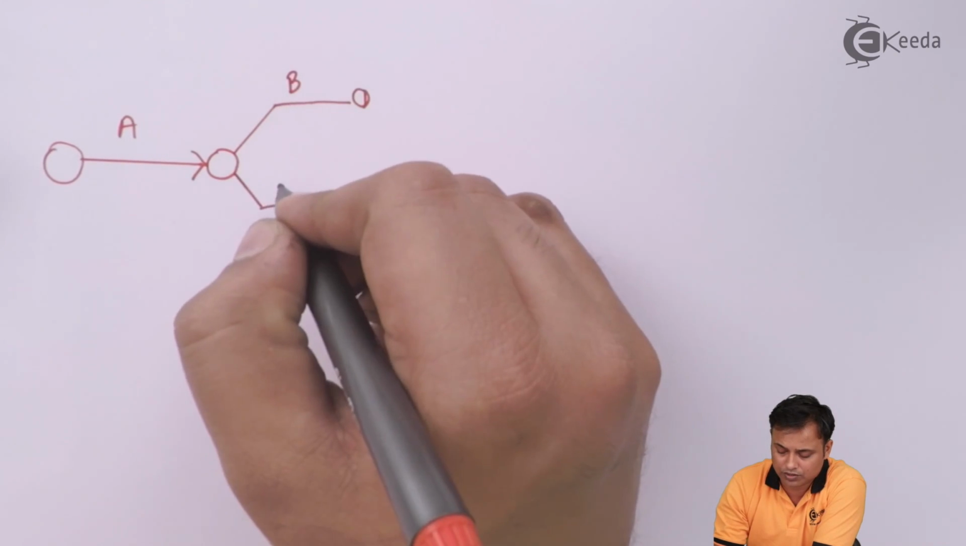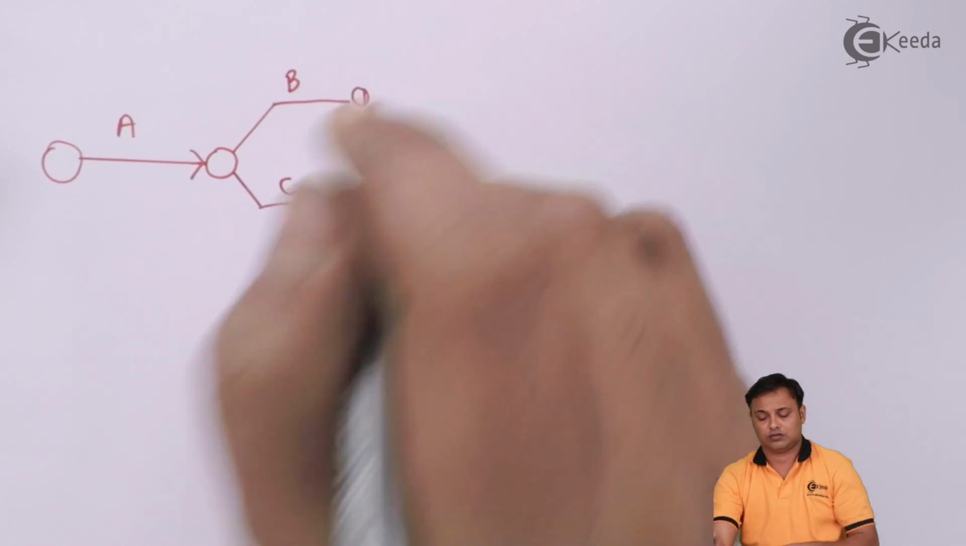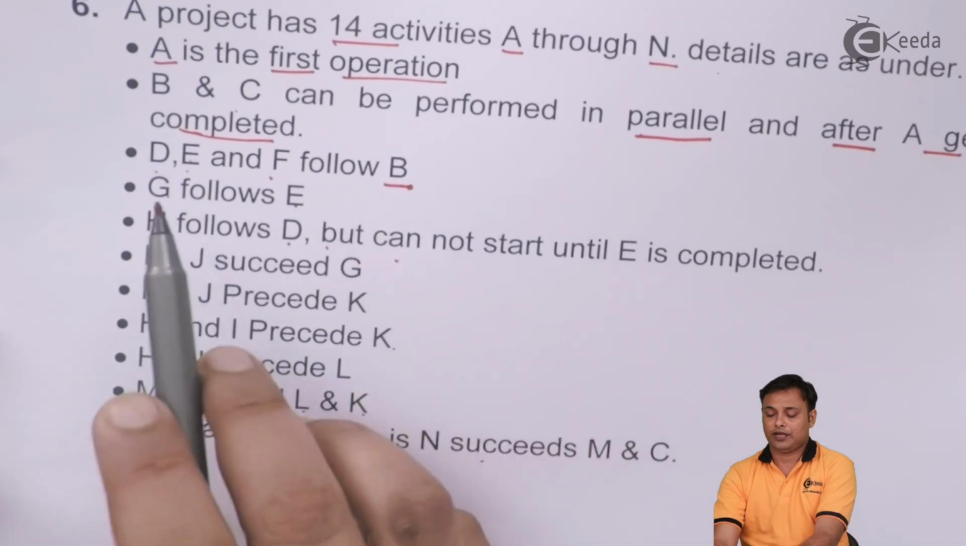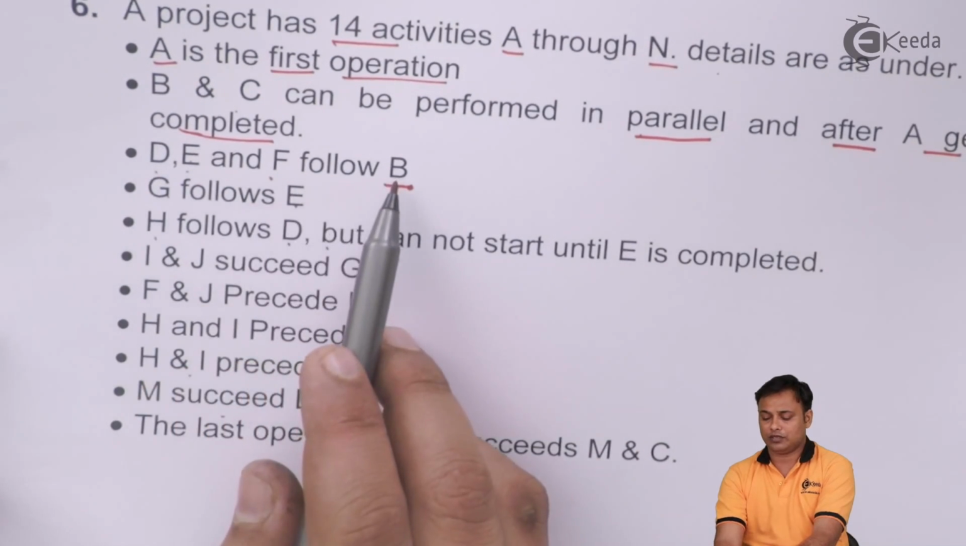This is B, this is D, E and F follows B.